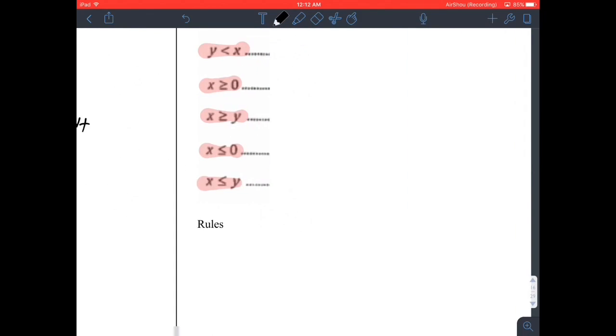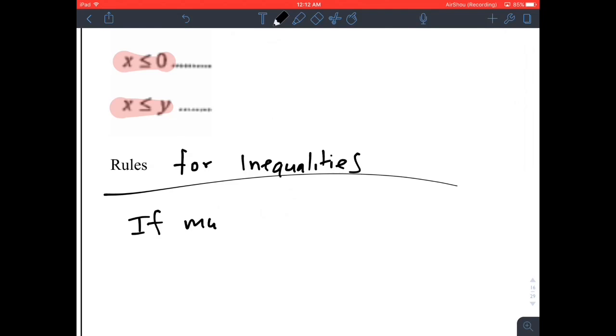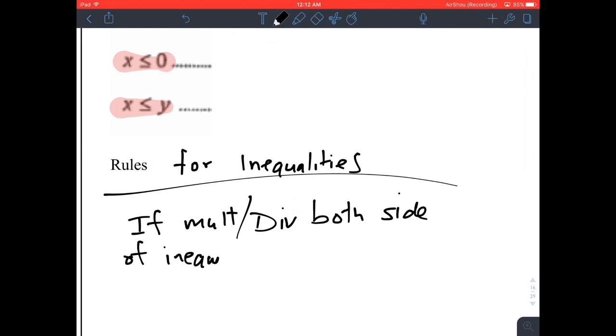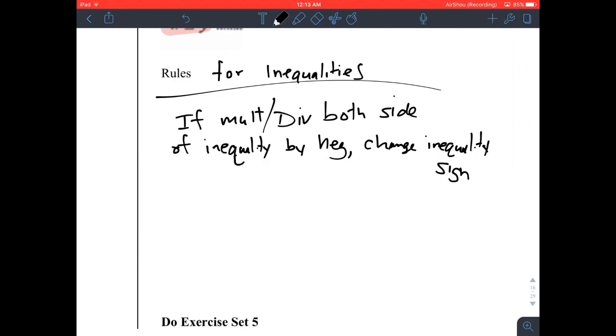So what are some rules for inequalities? They're the same rules as for equations with one exception. If you multiply or divide both sides of an equation, I should say both sides of an inequality, by a negative number, then you have to change the inequality sign. So here's what that means. A lot of words. Here's what it means.